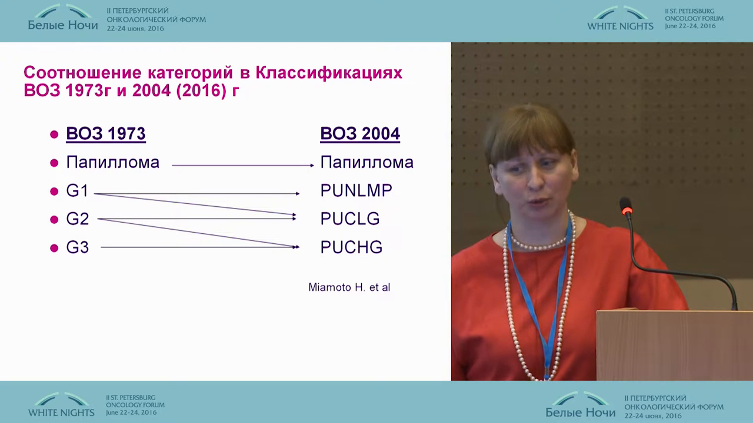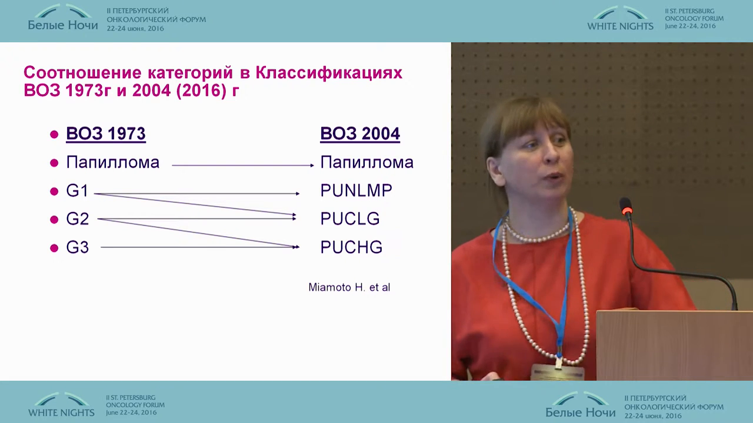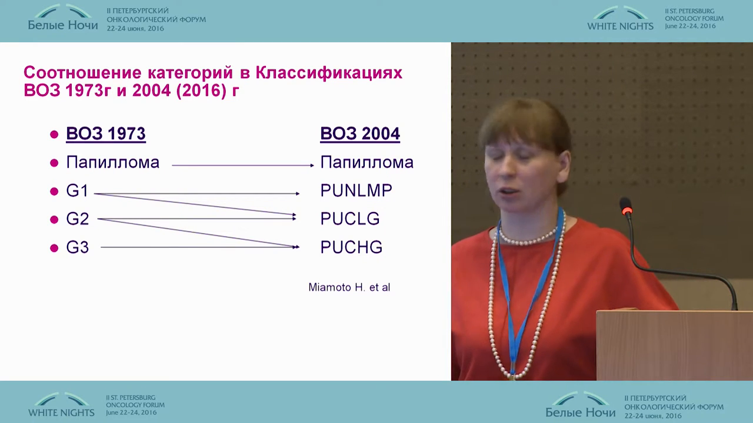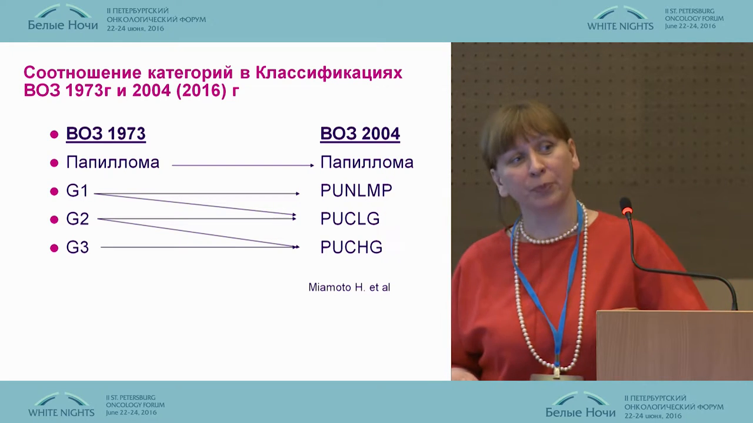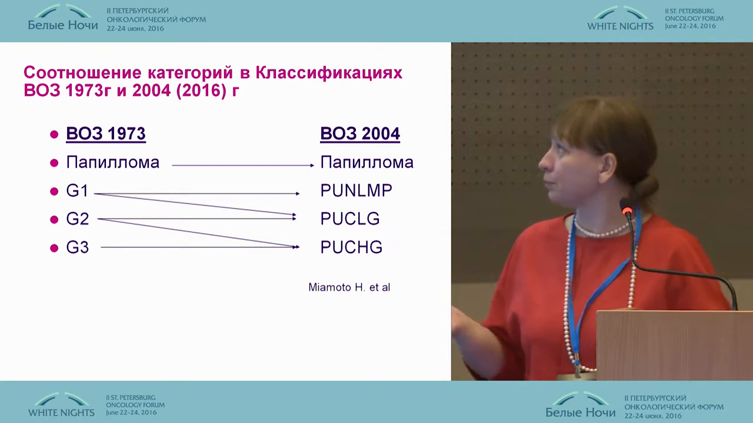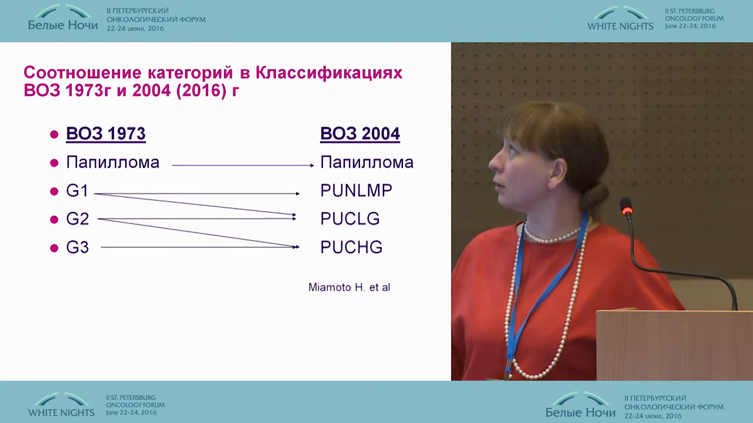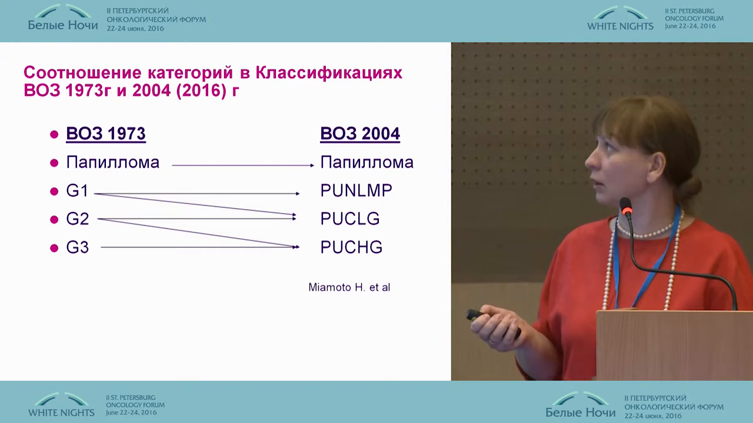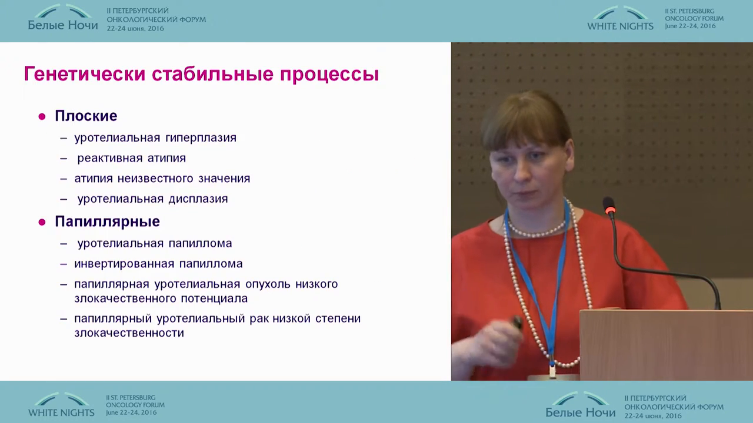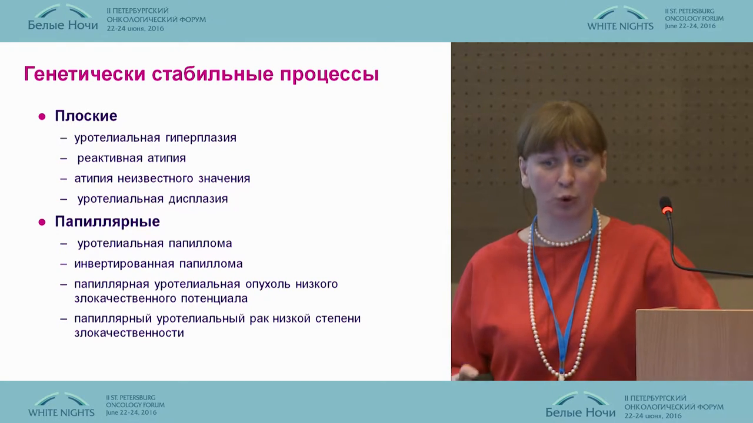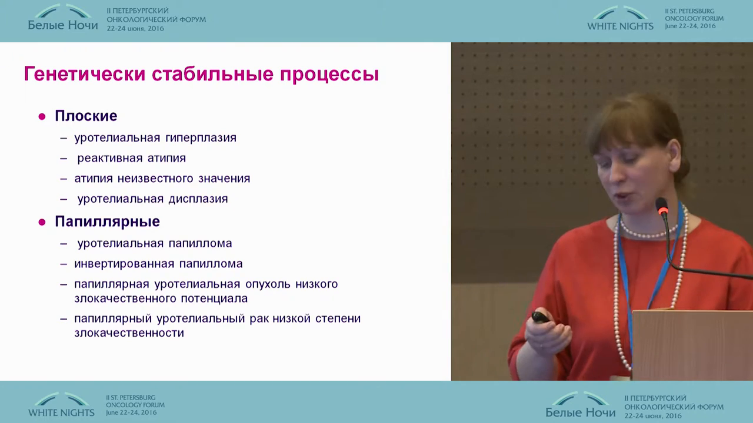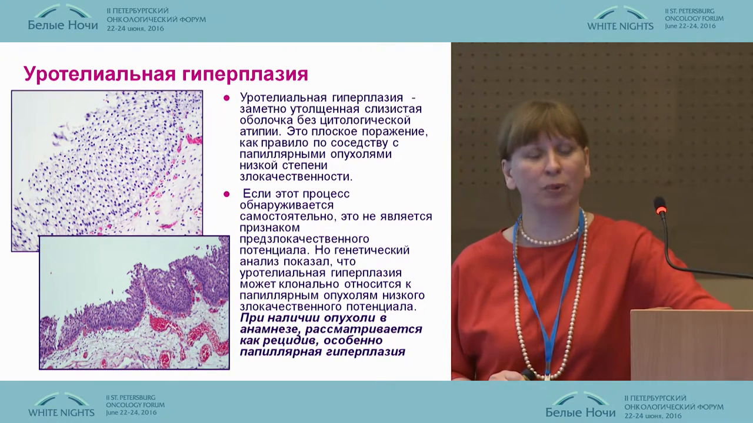Can we make the transformation of such tumors? Papilloma just remained as it was. The G1 category was transformed, so it fell out of all these categories, and it was included into the category of low grade carcinoma, and part of it was included into the high grade. G2 was divided into two types, and G3 belonged to high grade carcinoma. Genetically stable processes are flat ones: hyperplasia and the dysplasia, the papillary one. We will discuss all these categories in detail.